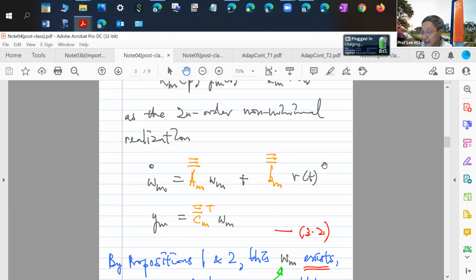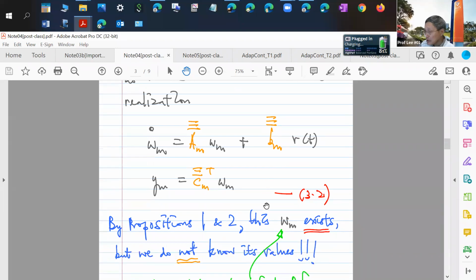All you know is that it exists. You are not able to set it up, because you do not know the numbers in the original system, and therefore you do not know this AM triple bar, BM triple bar, CM triple bar, even though they exist. And this is a big difference from lecture 2 and lecture 3.